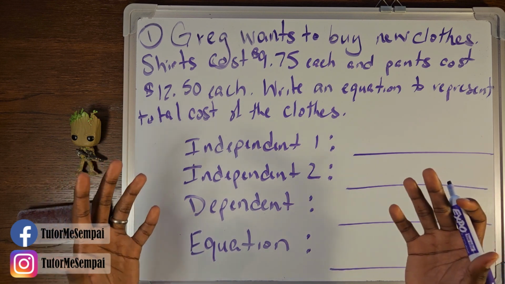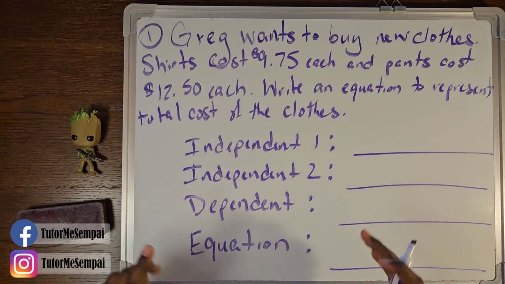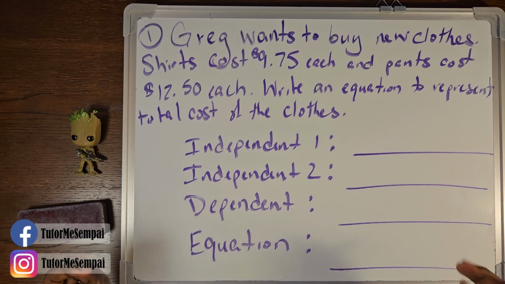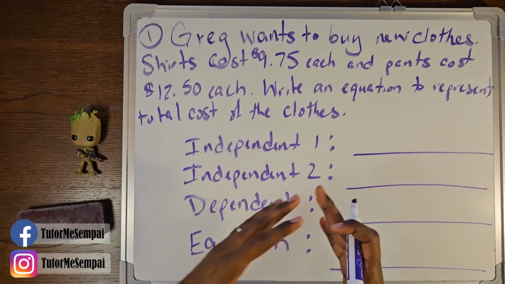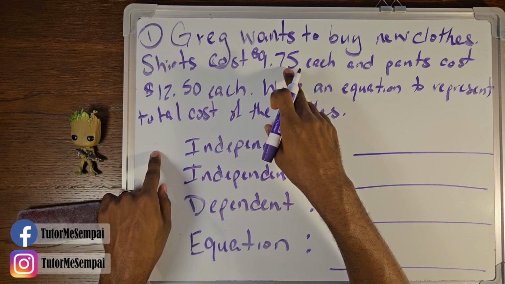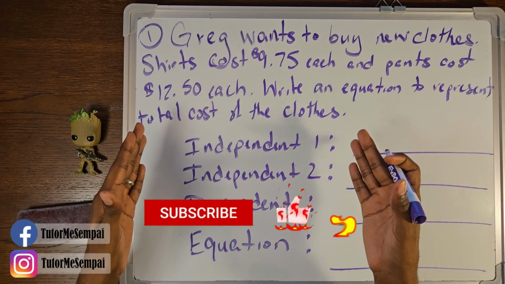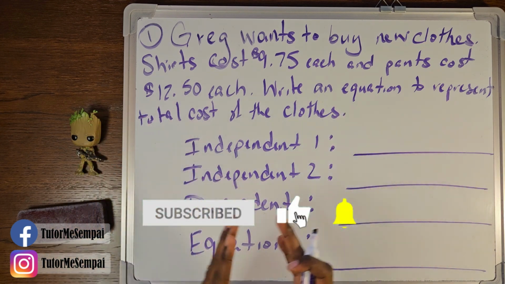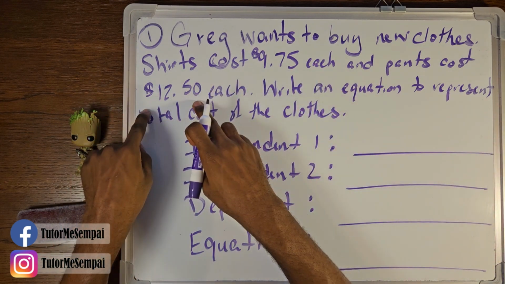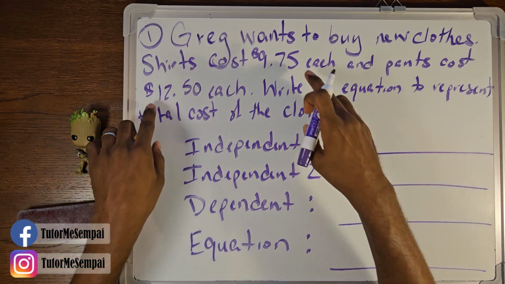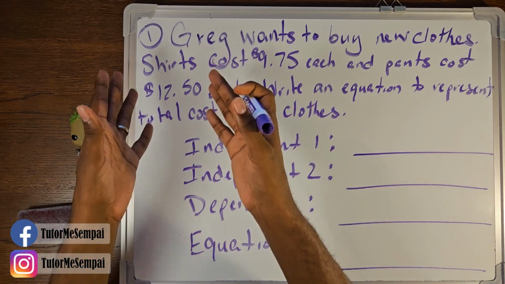So remember, we're going to first start off by identifying what our independent and dependent variables are, and then we'll put it together for our equation. However, we have some numbers here. So let's first identify what those numbers are. So we have 975 and we have 1250. Are any of those going to be our independent or dependent variables? No. 975 is a constant. 1250 is a constant. Those are not variables. They're not changing. This cost is a fixed cost per item, right?